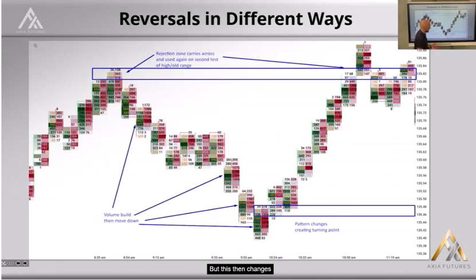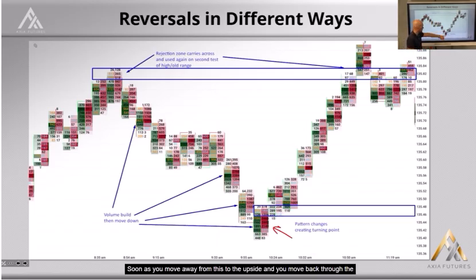But this then changes. Once you get away from this block, remember, on the way down, every time you've got these big, high volume little blocks of trade, the market continues to the downside. There's your change. As soon as you move away from this to the upside and you move back through the previous high volume block, notably with very little trade there, that's a kind of profile concept. Volume's done, volume doesn't get done on the other side. The market then trades up.